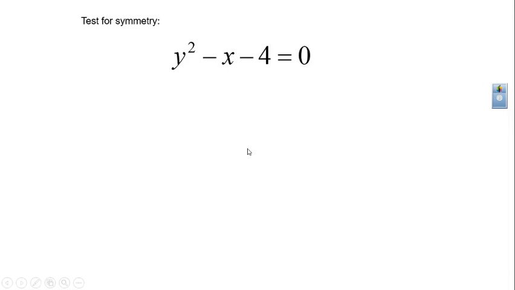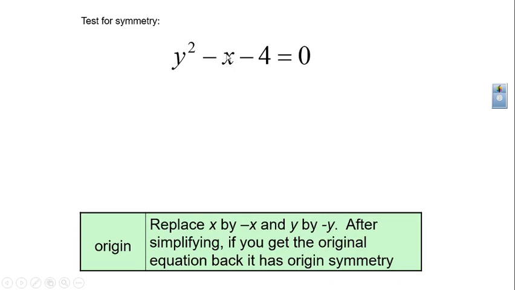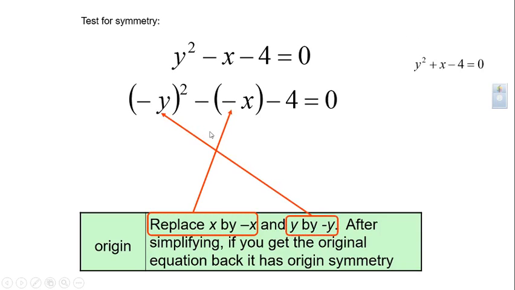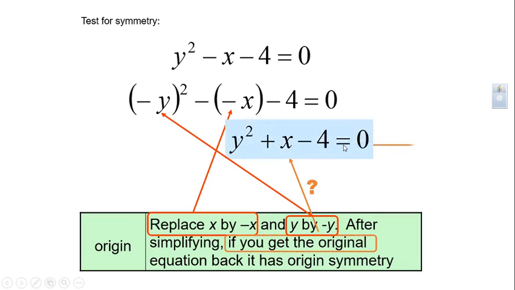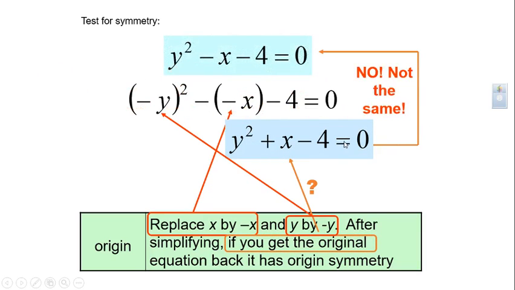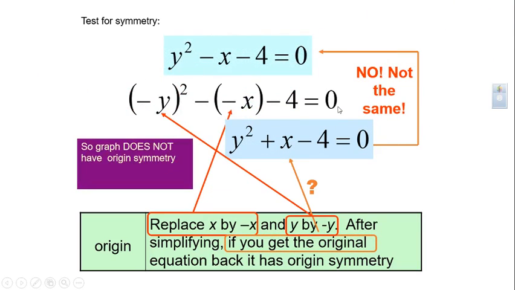Now let's check for origin symmetry. For origin symmetry, we replace all the y's with negative y and all the x's with negative x. Then we simplify. And as you can see, this equation is not the same as the original equation. So we do not have origin symmetry here either. So in this example we just did, the graph does not have y-axis symmetry. It does have x-axis symmetry, but it does not have origin symmetry. It only has x-axis symmetry.